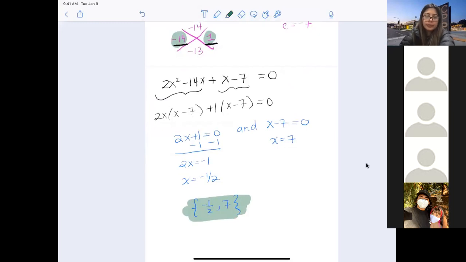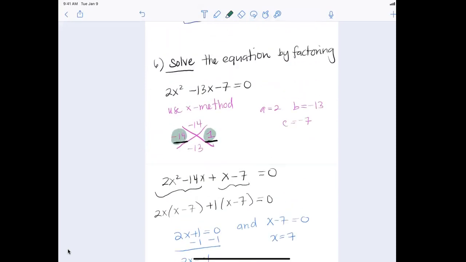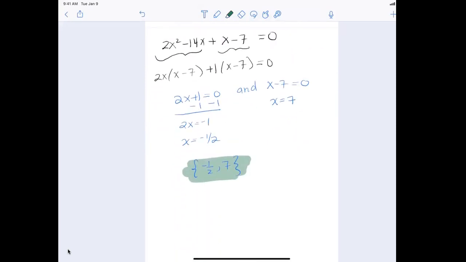Questions here? Do we have any questions? This is solving a quadratic equation by factoring.